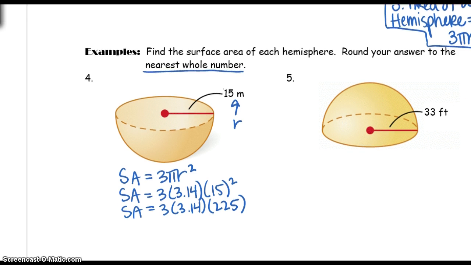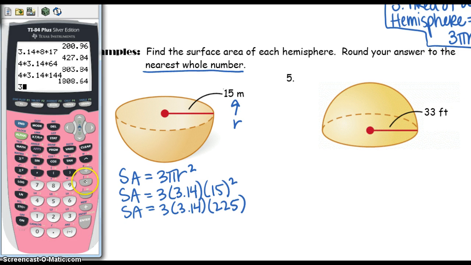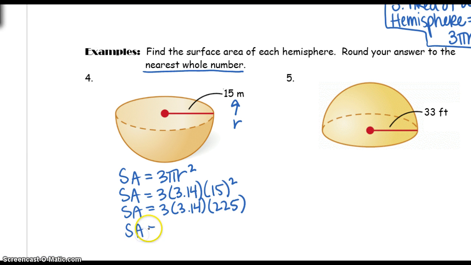Now, since you get to round, I would go to the calculator. 3 times 3.14 times 225. And we get 2119.5, but we need to round to the nearest whole number. So this is going to be 2120 when we round. And this is going to be meters squared.